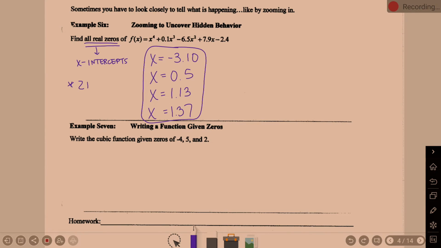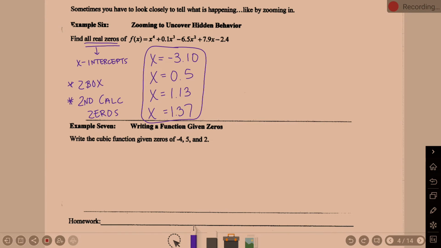The fact that I used ZBox to zoom in, and then I used my second calc, and then I used the option zeros to find zeros. Hopefully we're getting to the point where you remember it pretty easily, but just in case, there you go.